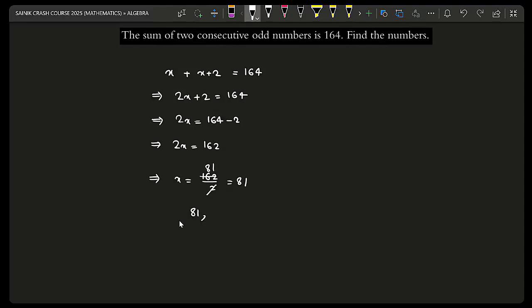What is the second odd number? Sir, 83. Yes, 81 plus 2 is going to be 83. Now let us check whether it is correct or not. 81 and 83 are consecutive odd numbers or not? Yes, sir. And their sum is 164 or not? Yes, sir. Yes, this is the answer. Very good, Abhiday. You can mute yourself.